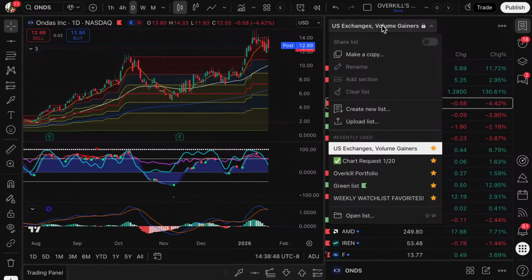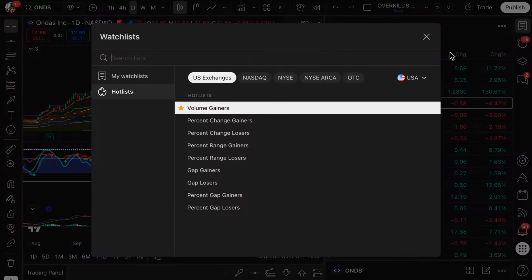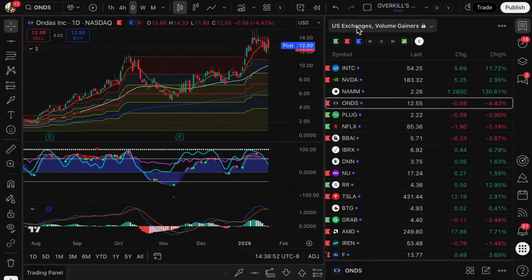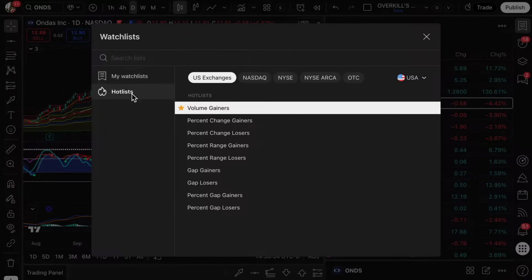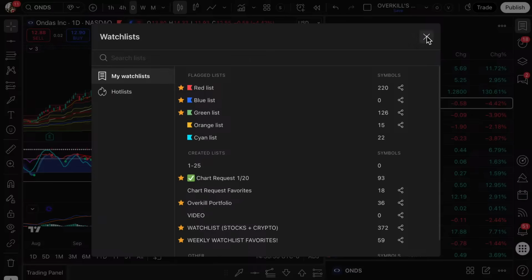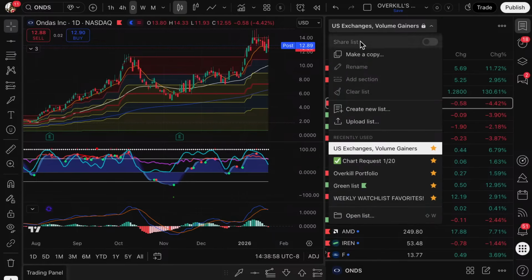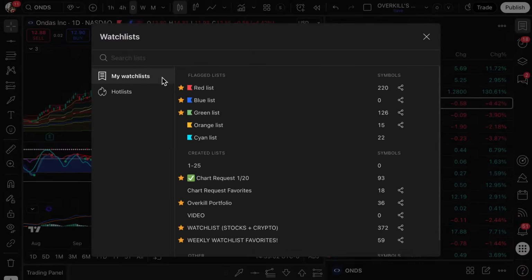If you guys want to, I have a watch list that is pre-built in TradingView. This isn't my watch list. This actually updates every day. So if you go over here to your watch list tab on TradingView, you can come over here to Open List, and then there's My Watch List, which are all the ones that I create myself, the red list, the blue list. You guys have access to those.